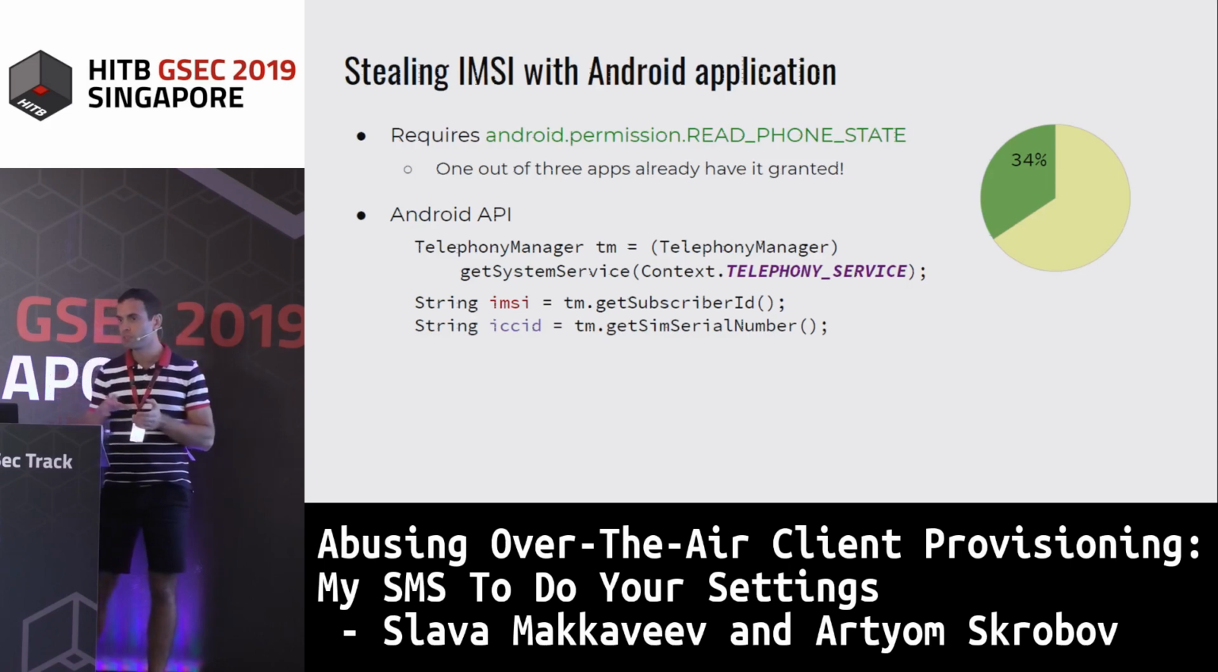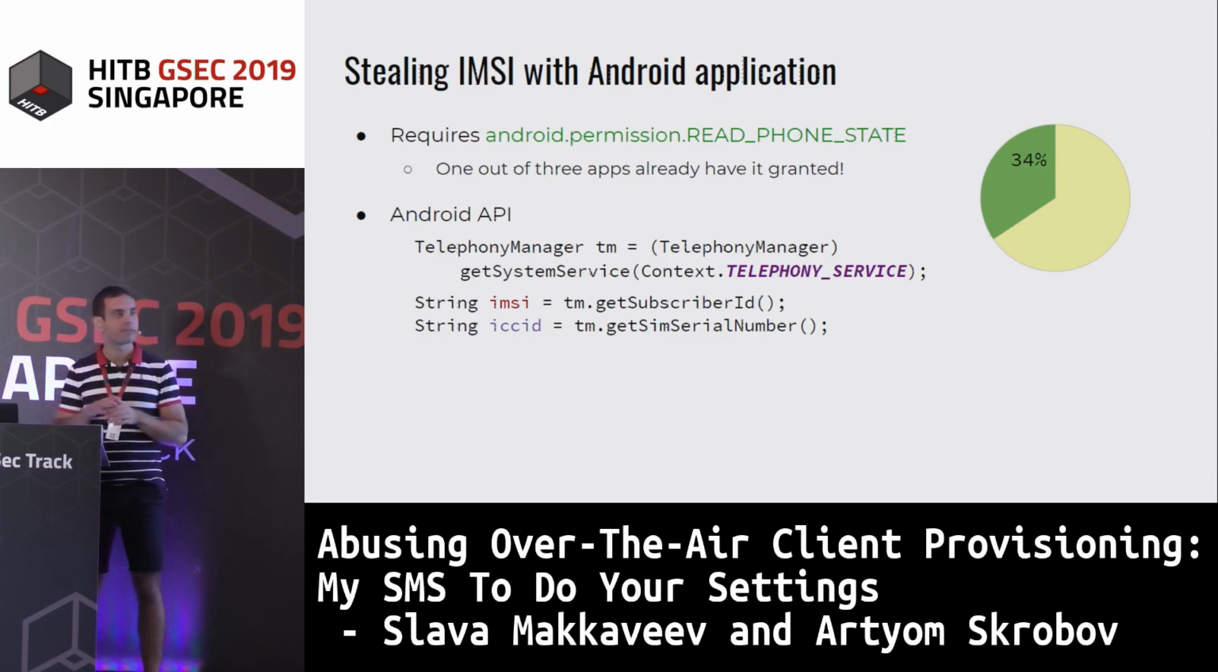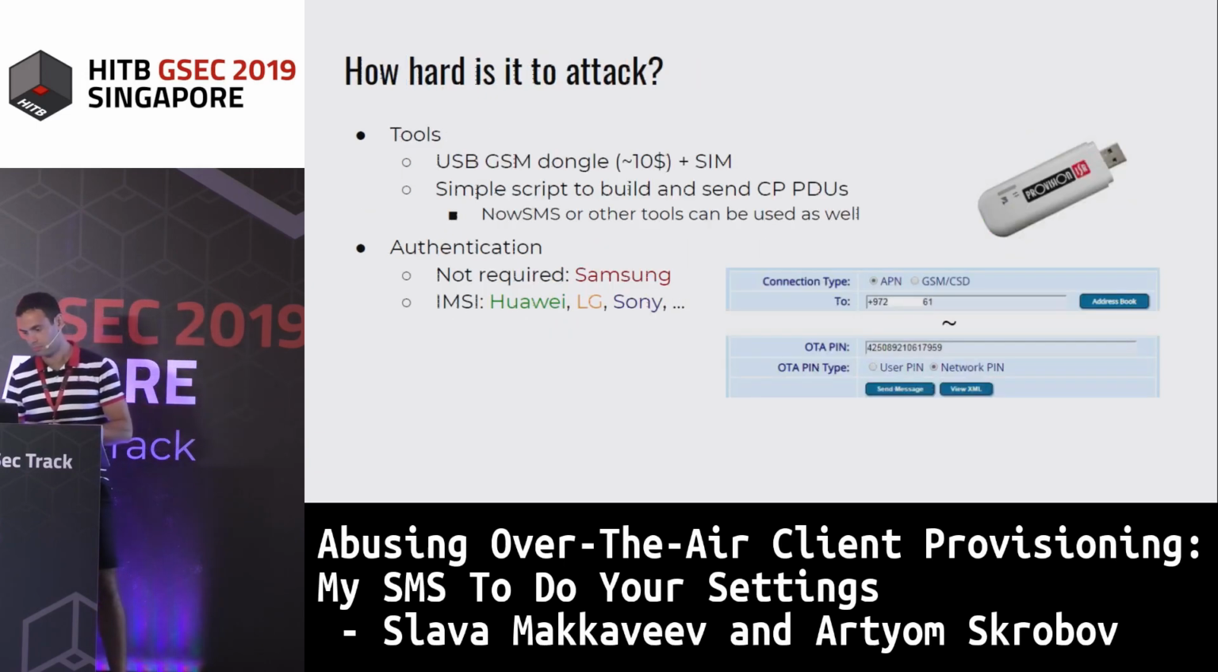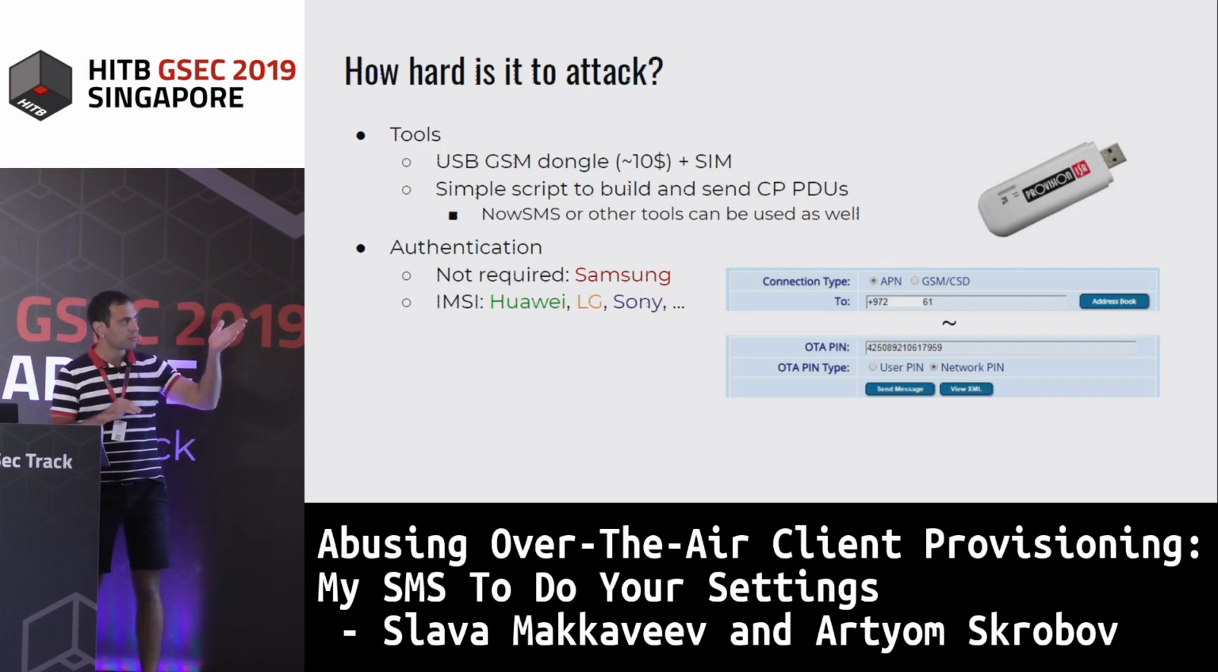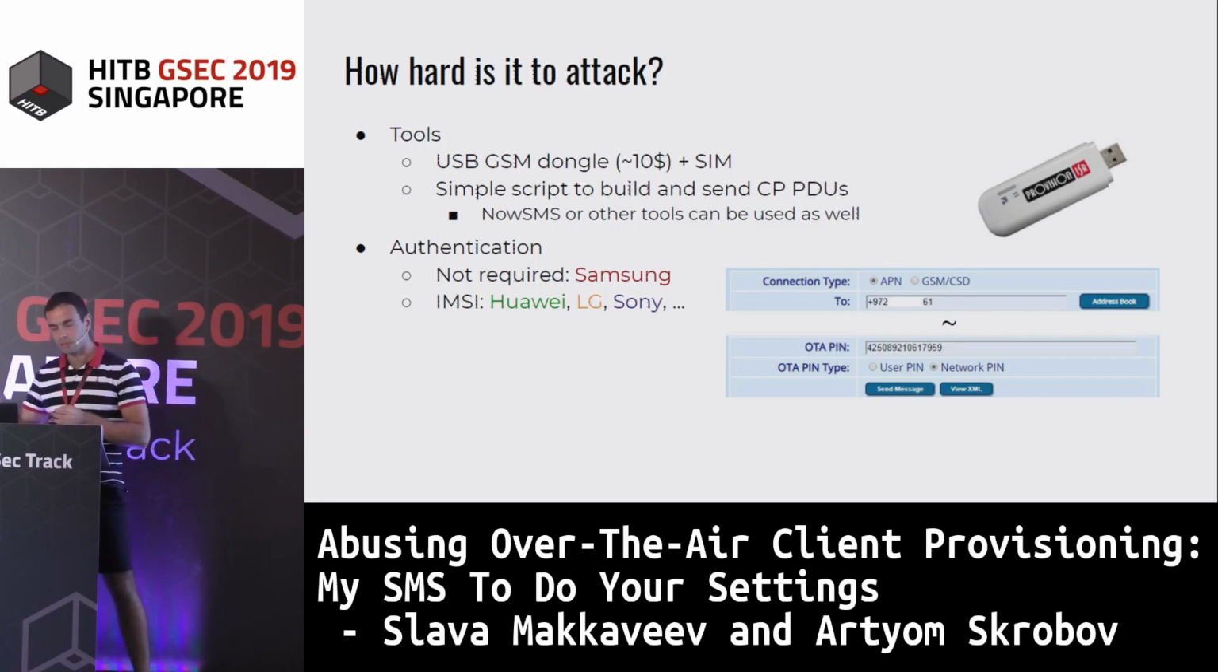Any one of you with an Android phone is sure to have a handful of installed mobile applications which already have access to the IMSI number and can do whatever they want with it. So, how exactly do we perform this attack? We have a simple USB dongle, and we need this SIM card.